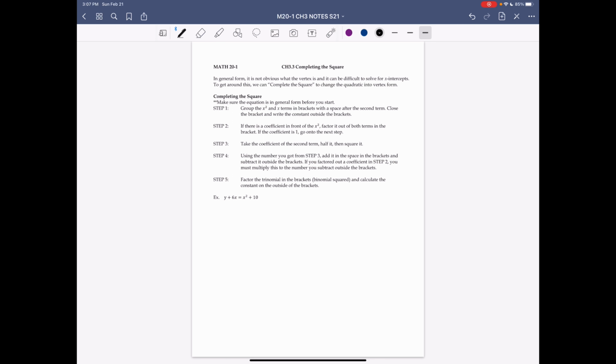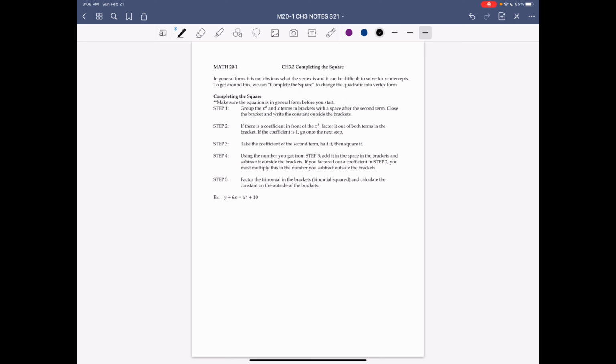Step 3. Take the coefficient of the second term, half it, then square it. Step 4. Using the number you got from step 3, add it in the space in the brackets and subtract it outside the brackets. If you factored out a coefficient in step 2, you must multiply this to the number you subtract outside the brackets. Step 5. Factor the trinomial in the brackets. It becomes a binomial squared, and calculate the constant on the outside of the brackets.